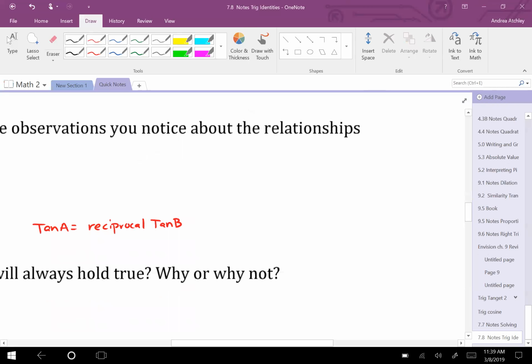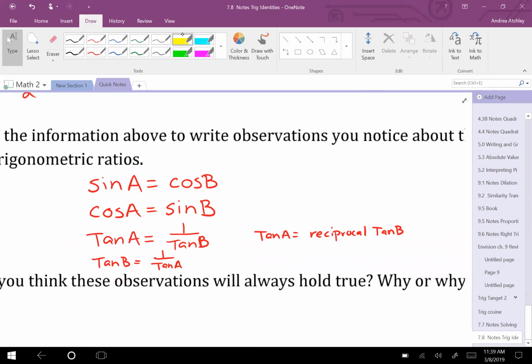Okay, so these things you need to know. These are trig identities. Those are kind of important. And I think on your THQ, there's one similar to this on there.